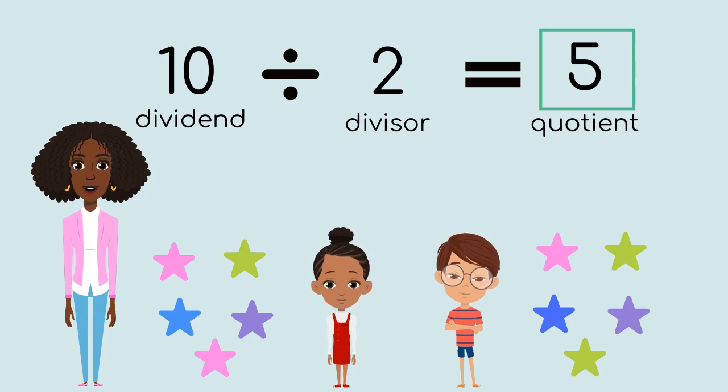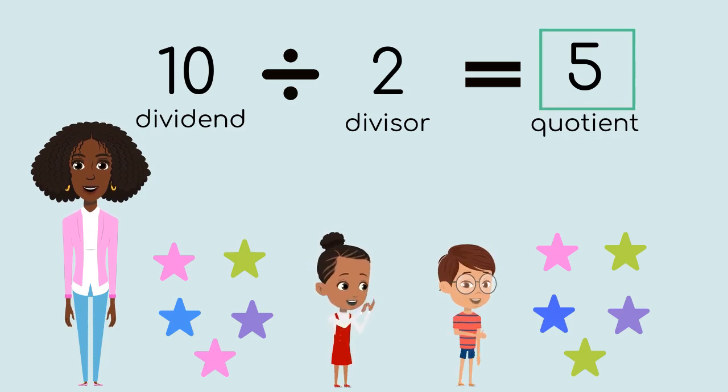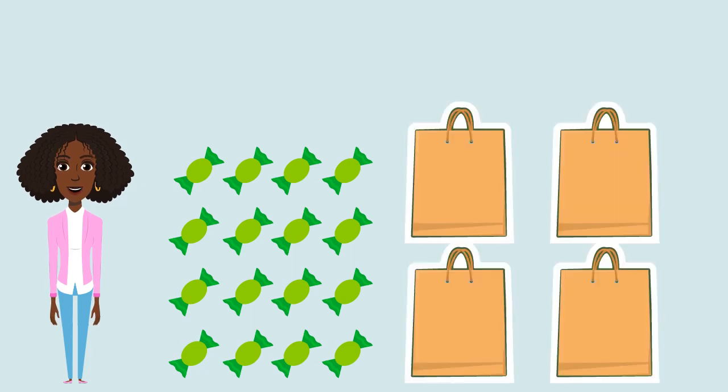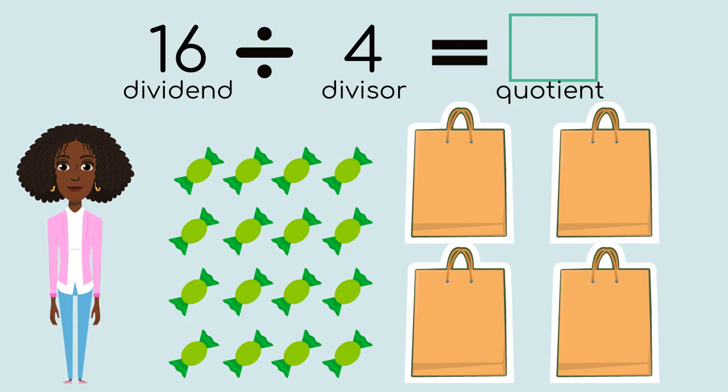See, that wasn't so bad. Now that we know a strategy, it's getting easier and easier, right? Let's try one more. Here we have 16 pieces of candy. We are going to separate them into 4 bags. How do we write out this division problem? Great job! We would write it out as 16 divided by 4 because we have a total of 16 candies and we want to divide them into 4 bags.